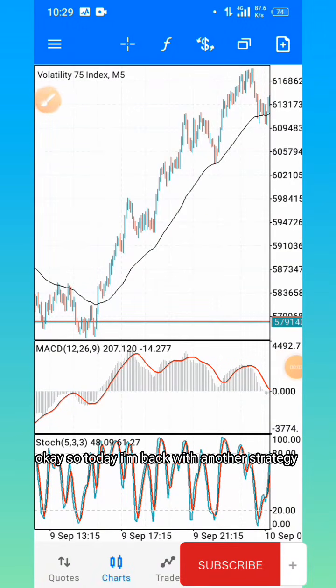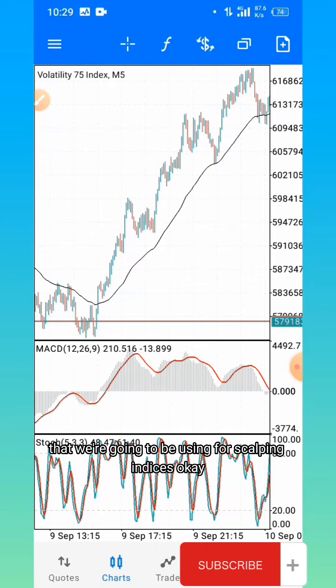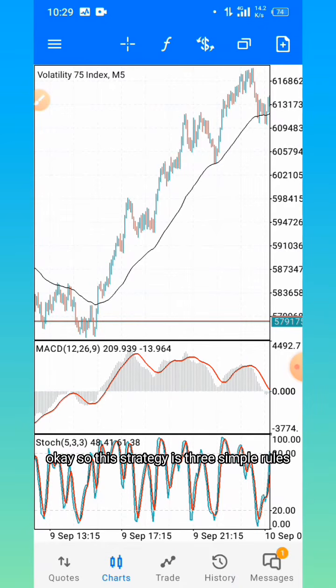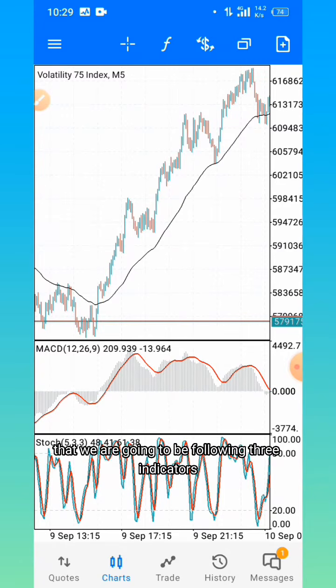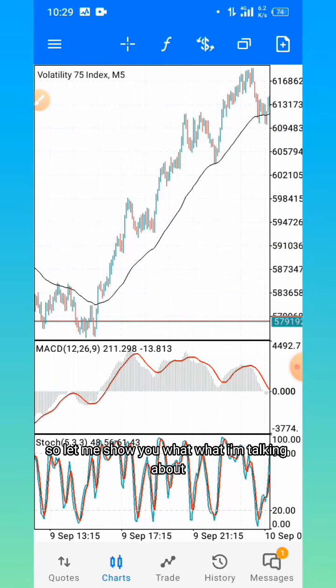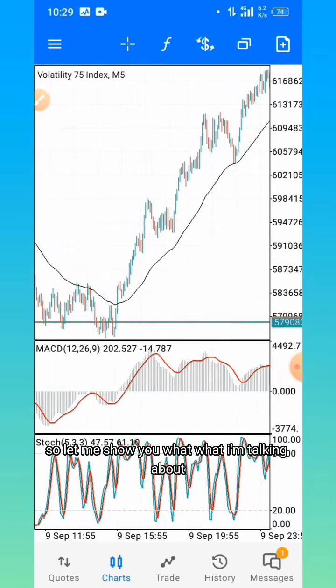Okay, so today I'm back with another strategy that we're going to be using for scalping indices. We're going to be scalping synthetic indices using this strategy. This strategy has three simple rules that we are going to be following. Three indicators, three simple rules, one for each indicator. Let me show you what I'm talking about.